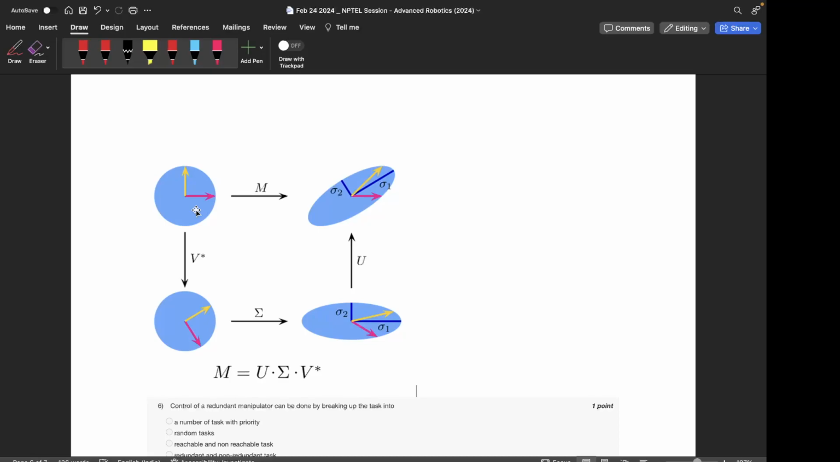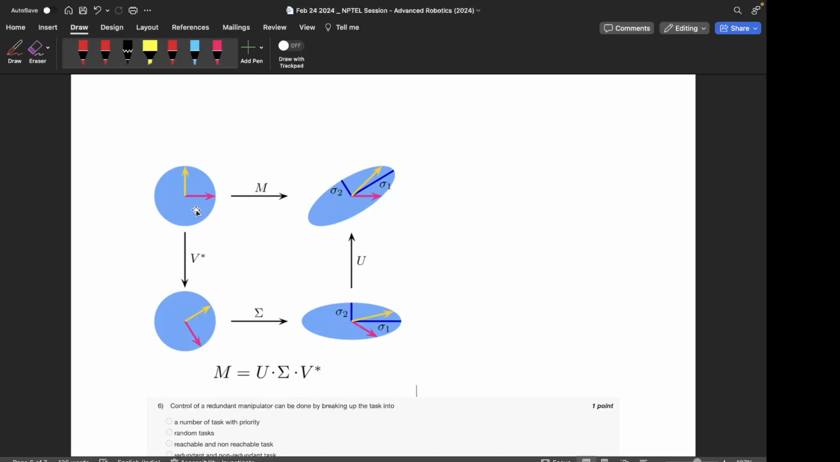So basically, if you see the picture, there are four images here. There is a circle on the top left side. Let's say that circle shows the two unit vectors, the red one and the yellow one. Now that circle is being acted upon by matrix M, and that transformation is shown by an arrow over which M is written. So when that circle is acted upon by M, it transforms into an ellipse.